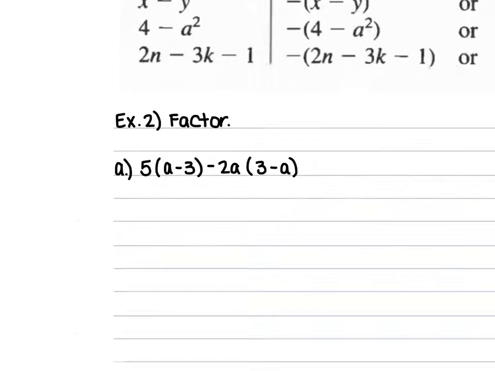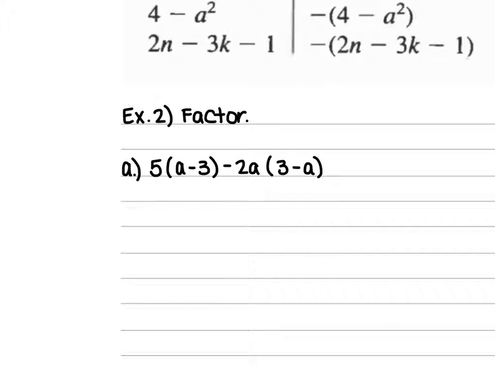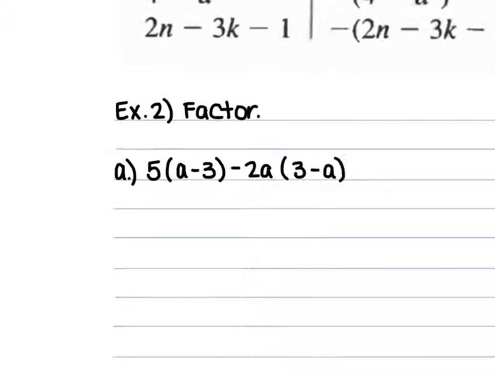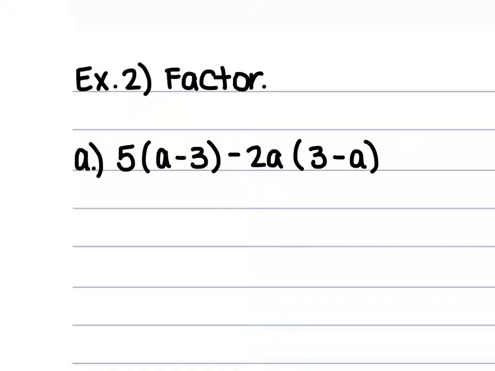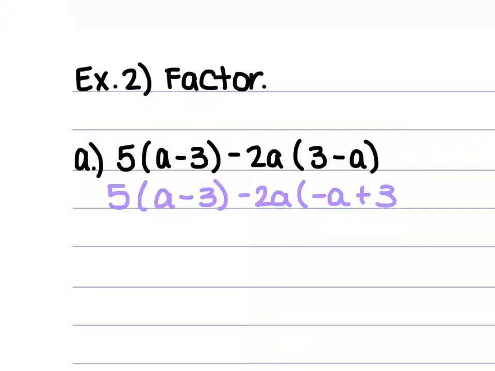If we look at example 2, we have 5 times a minus 3 minus 2a times 3 minus a. So we want to put this in the same order. Our parentheses should be in the same order. So a comes before our constant. With the first, we're going to do the same thing with the second. So we're going to keep that first one, 5 times a minus 3. Then we're going to have negative 2a times negative a plus 3.